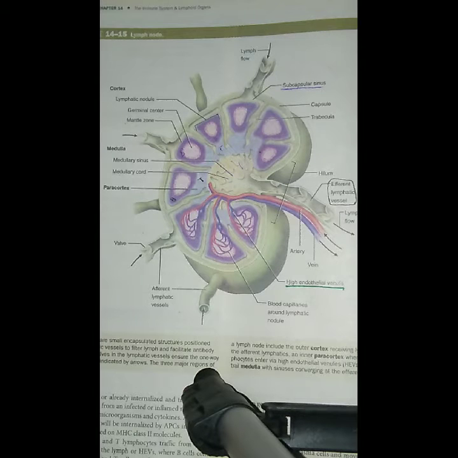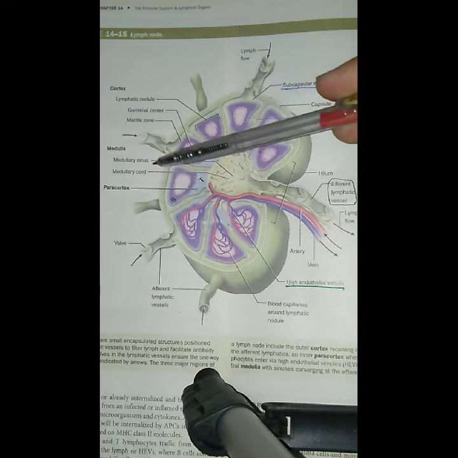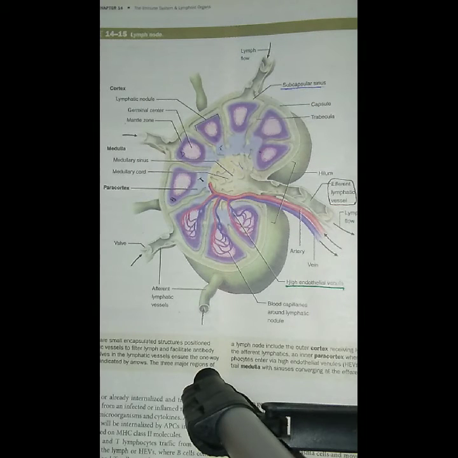In the medulla you can see here, this is the medulla. The light yellow color mentioned here is the medulla. The medulla is divided into two parts: you can see here the medullary sinus and the medullary cord. In the medulla of the lymph node, the trabeculae become highly vascular. As you can see here, it is highly vascular and branched, and it finally fuses with the connective tissue of the hilum.